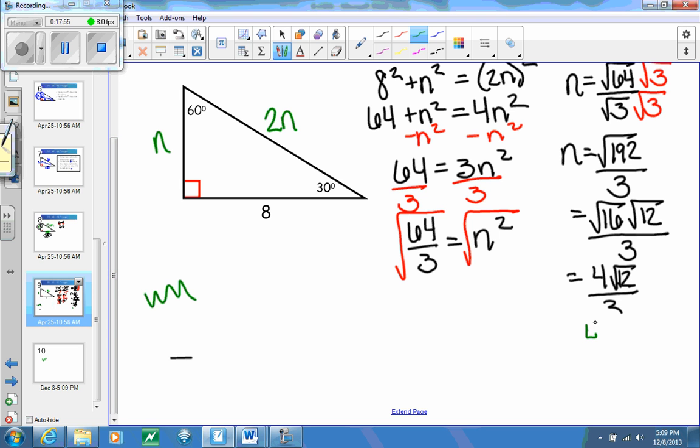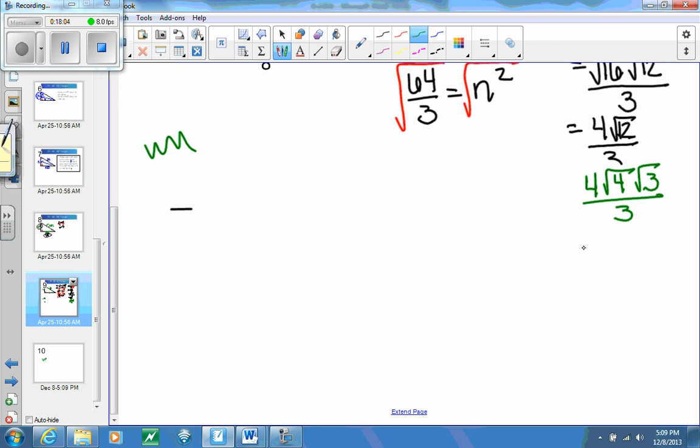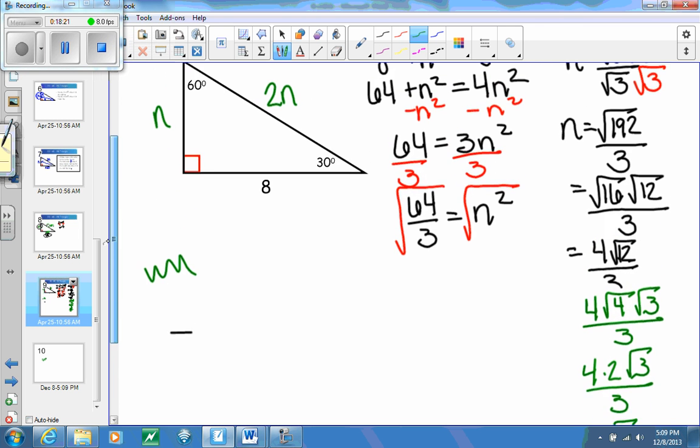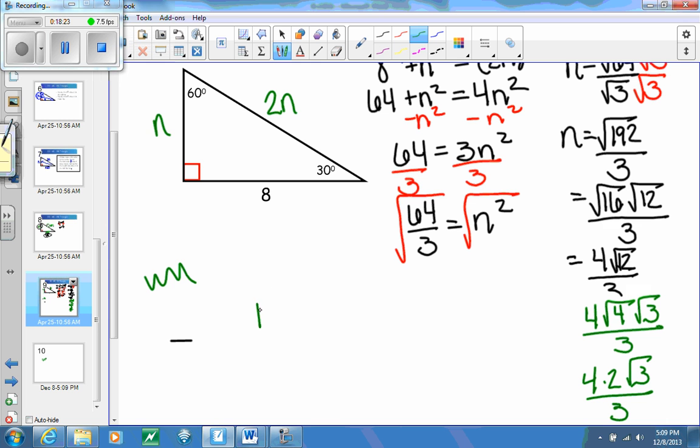Sorry. So we've got 4, and then we can do the square root of 4 times the square root of 3 all over 3. And this is going to give me 4 times 2 times the square root of 3 over 3. And here I'm going to end up with 4 times 2, which is 8. And I get 8 square roots of 3 over 3. And so right there, that's telling us what our shortest leg is. So n is equal to 8 square roots of 3 over 3.